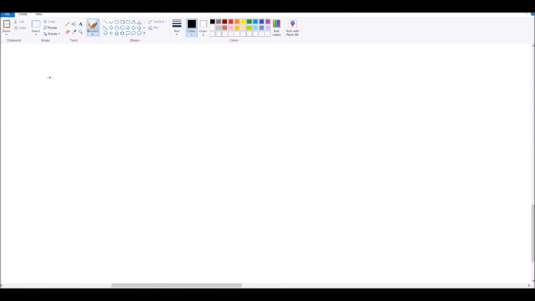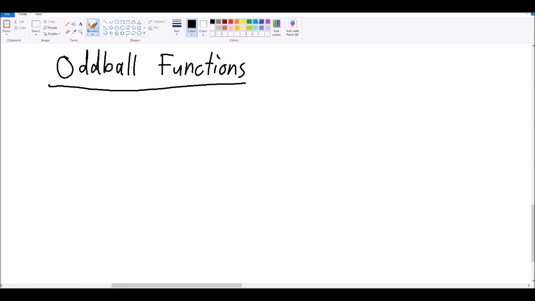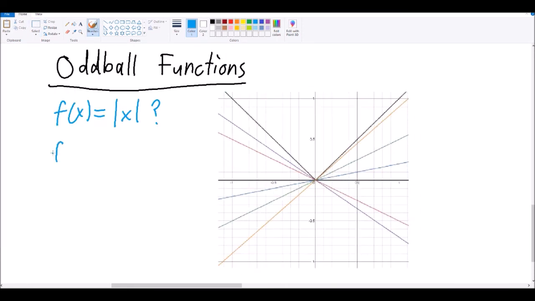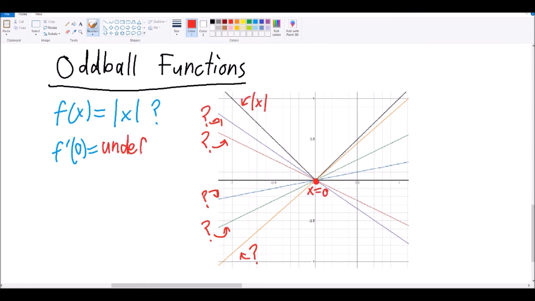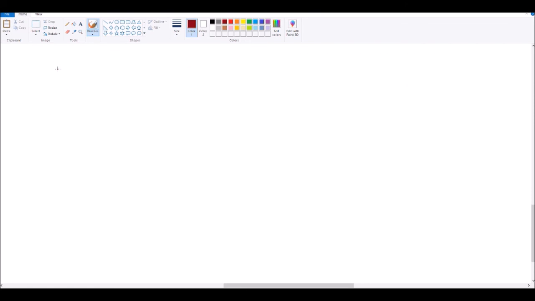Now, I say pretty much every derivative you will ever encounter, because there's always going to be oddball functions that don't play nice. For example, absolute value of x has a spike at x equals 0. Where would you even put a tangent line there at x equals 0? The derivative is actually not defined at x equals 0. So while you can take the derivative of the positive and negative sloped parts, you can't find the derivative here at x equals 0. So that sucks.